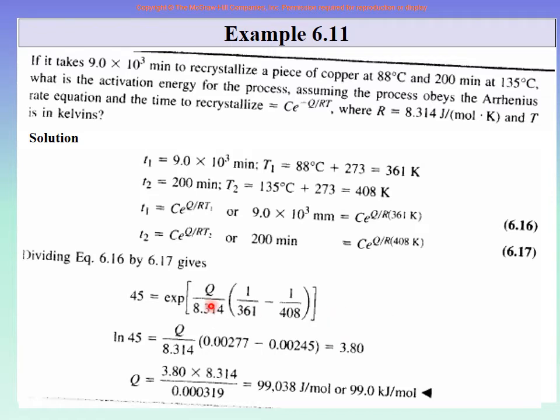Once you solve it, whatever is there, then you take ln of this. When you take ln of this, then ln of e cancels out, so only this term remains, and you rearrange and solve it, and the answer is 99.038 joule per mole, or 99.04 kilojoule per mole, right?